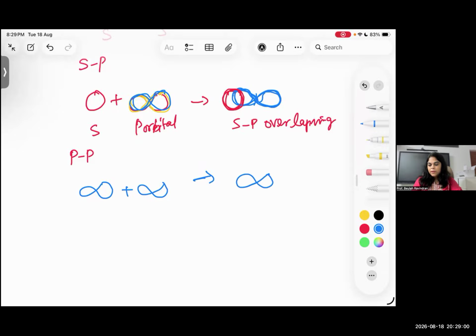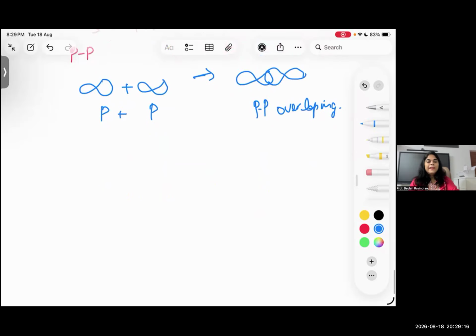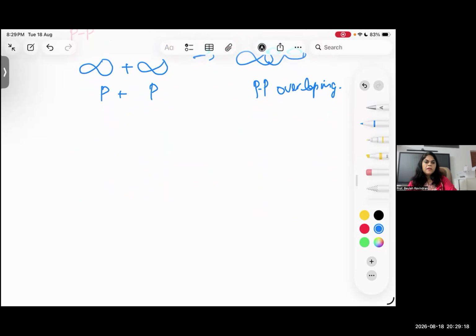So P and P, PP overlapping. So it is P to P overlapping. Next, we are going to see the lateral overlapping. What is lateral overlapping? Lateral overlapping takes place perpendicular to the internuclear axis. Perpendicular to the internuclear axis. The bond formed as a result of lateral overlapping is called pi bond. And the electrons in pi bonds are called pi electrons.